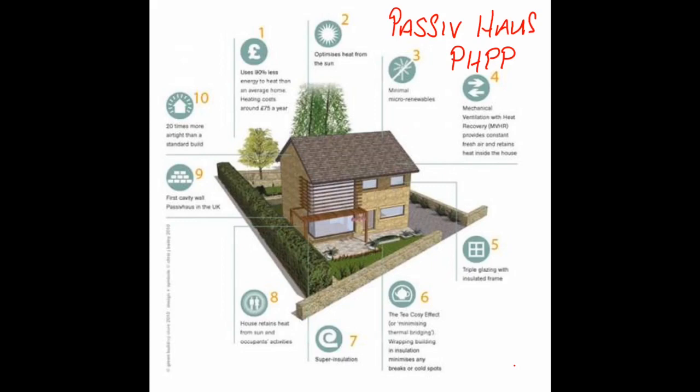If you look at number one, it uses 90% less energy to heat than an average home, and the heating costs around £75 a year. Now, if you go to your parents this evening or tomorrow, you remember to ask, or if you're the bill payer in your house, you'll know that £75 a year for energy, that's a monthly payment in the homes that we live in. That's crazy.